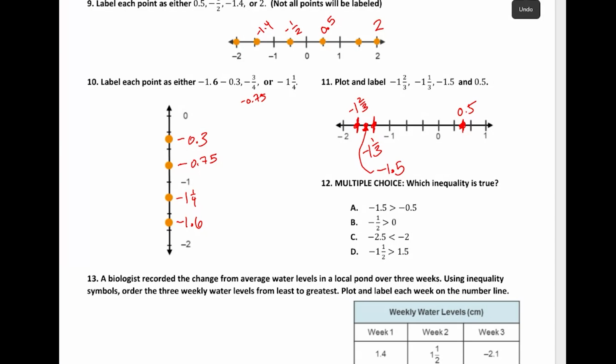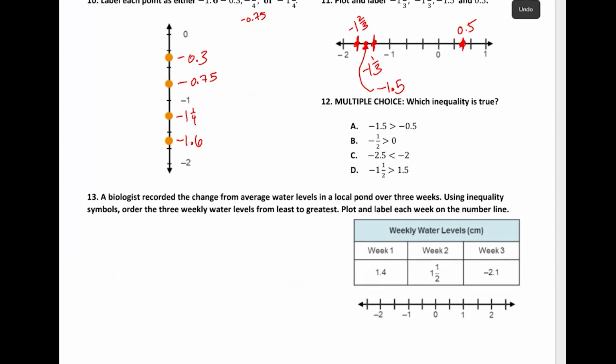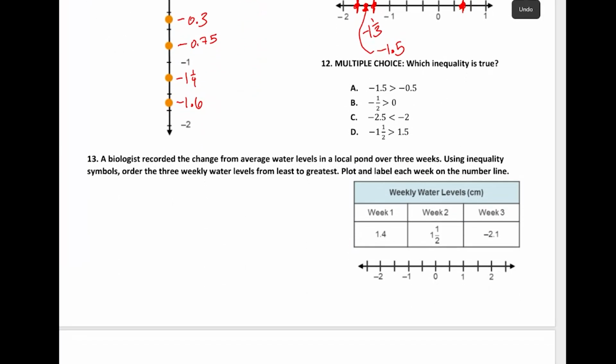Number 12 says which inequality is true. And again, we're just comparing these rational numbers. -1.5 is smaller than -0.5, so it's not A. All negative numbers are smaller than 0, so it can't be B. -2.5 is less than -2, so it looks like we've got our answer. But let's check the last one. The last one says that a negative number is bigger than a positive number. That can't be true. All positive numbers are bigger than all negative numbers. So yeah, the answer is definitely C.